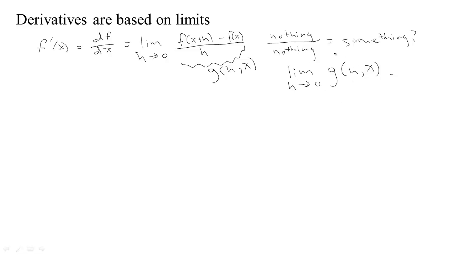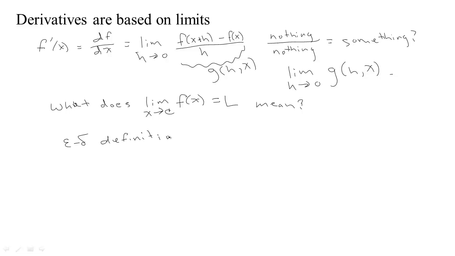So the issue really revolves around what any limit means. If I say the limit as the input approaches some value c of the output is some value L, what does that mean? And as I said, it took about 100 years after Newton for a good definition to be obtained. So what came out was the epsilon delta definition of the limit.